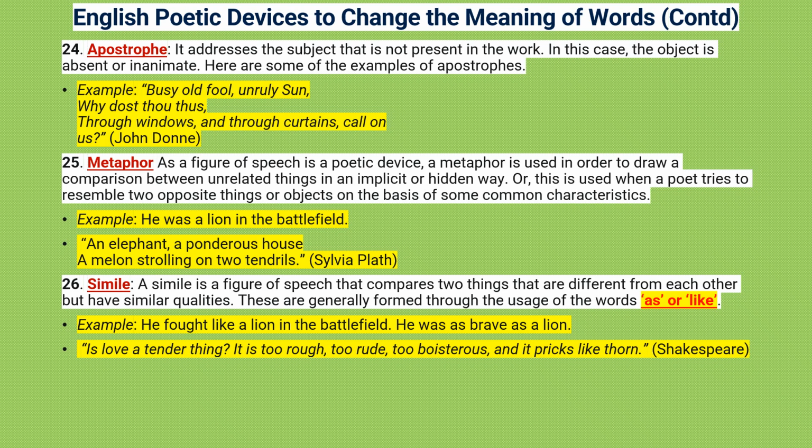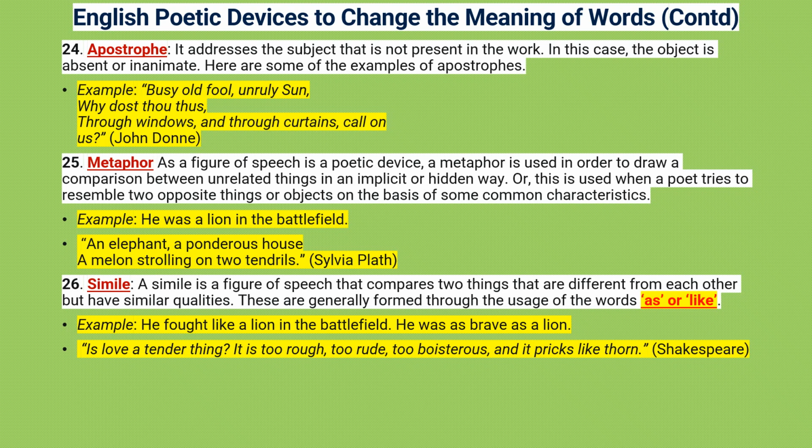Now see the example for simile, where I have reframed the same example: He fought like a lion in the battlefield. And: He was as brave as a lion. I repeat, he fought like a lion in the battlefield. The second form is, he was as brave as a lion. In the first sentence, the word like is used. In the second sentence, the word as is used. This is a simile. The essence or meaning is the same: the bravery of a person is being compared with the lion. In metaphor, we do not use the word as or like. In simile, we use the word as or like.